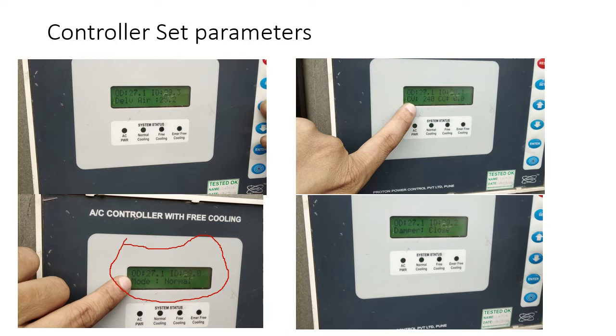In case the AC power has failed and the DG is not started for any reason, at that point of time the shelter temperature will increase, and to maintain the temperature this blower will run on the DC power. It is known as the emergency free cooling mode. So these are the different modes of the controller.